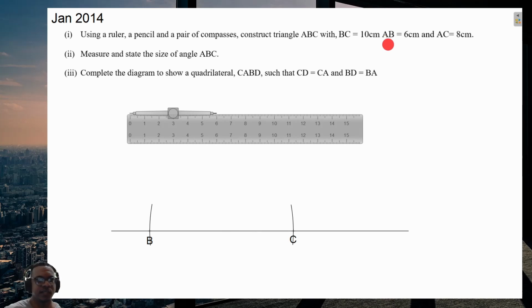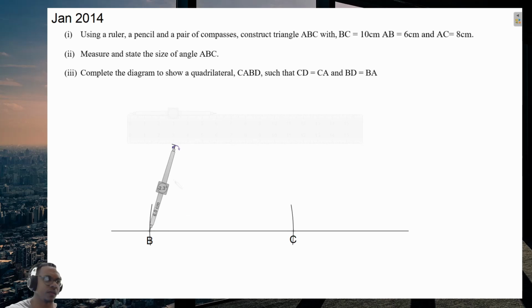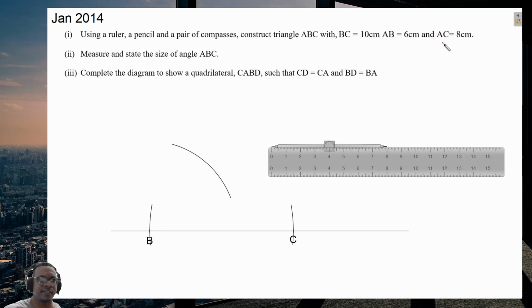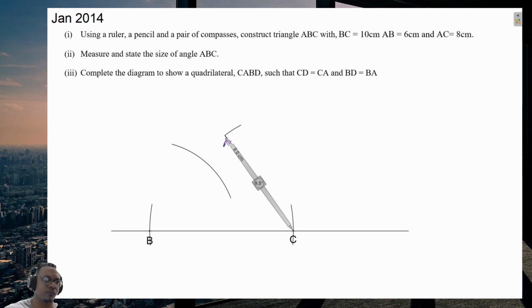Since the line segment AB is 6 centimeters, I'll open my compass out to 6 centimeters, and I'll place the compass point at B and make an arc. And since the line segment AC is 8 centimeters, I'll open my compass out to 8 centimeters, place my compass point at the endpoint C, and make an arc to intersect this arc. Now where these two arcs intersect, that will be my endpoint A. So now that I have all 3 points for my triangle, I'll draw straight lines to connect B to A and A to C.